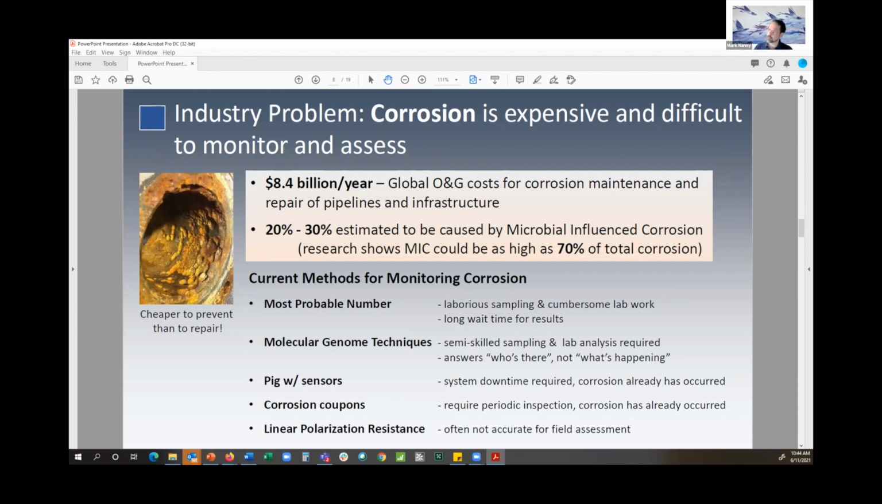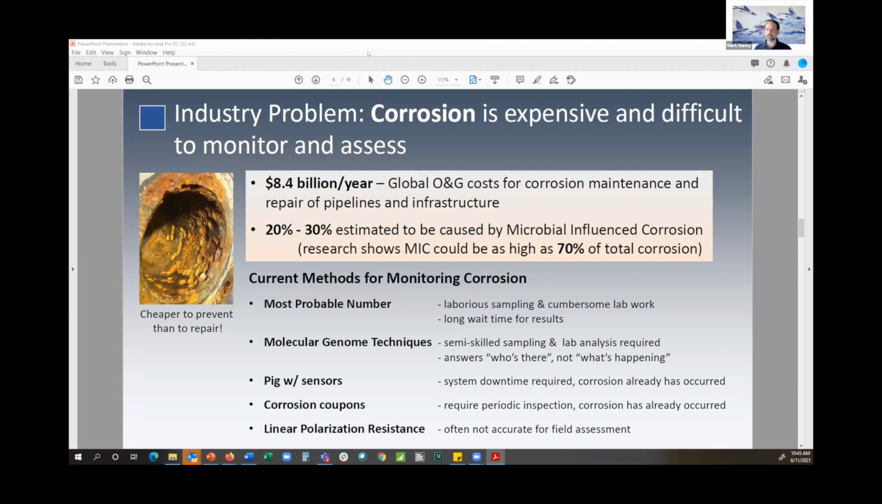And 20 to 30% of that corrosion is estimated to be caused by microbial influence processes. Now, that's probably at the low end. Research shows that it could be as high as 70%. Now, the problem is trying to monitor microbial influence corrosion in infrastructure, pipelines or whatever, is really, really tough.